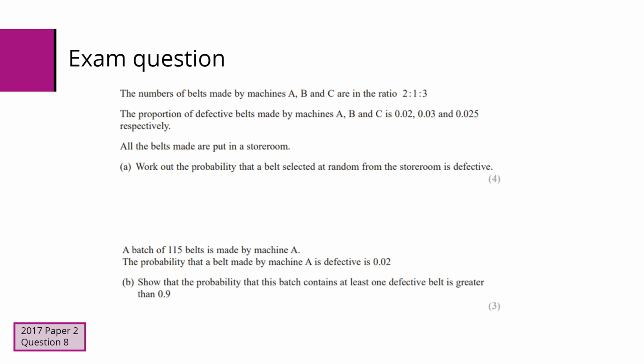Part A, we need to work out the probability that a belt selected at random from the storeroom is defective. Then we have a batch of 115 belts made by machine A. The probability that a belt made by machine A is defective is 0.02. Part B, show that the probability that this batch contains at least one defective belt is greater than 0.9.